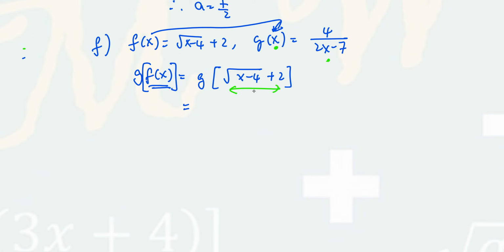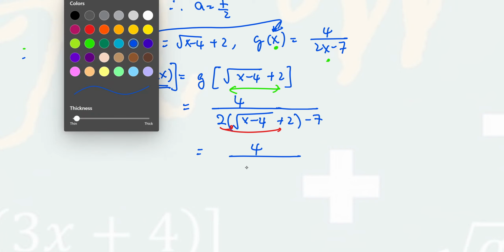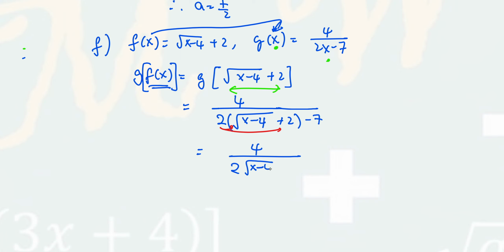So what I need to do now is it will be 4 over 2, now the x will be replaced by these two terms, then minus 7. So here it will be 4 over, now you do expansion. So you will be getting 2 square root of x minus 4, 2 times 2 is 4, 4 minus 7 is minus 3. So this is your gf. Alright, so done for the F.